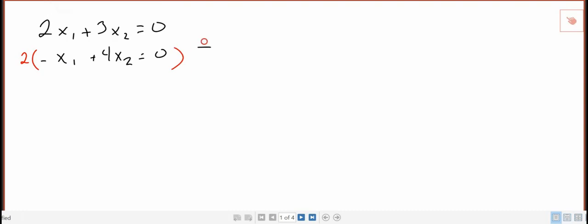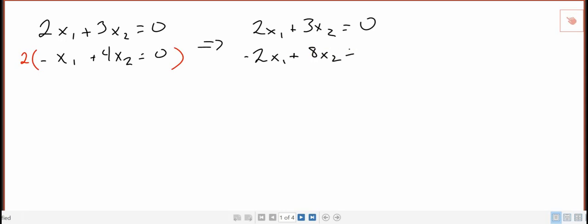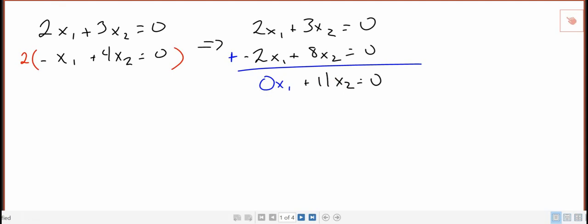And if I do that, I get a new system of equations. The first equation stays just like it is. And then the second one would be negative 2x1 plus 8x2 equals 0. And then I look and go, aha! The coefficients for the x1 match up, and I know if I add those two equations, I get a 0x1. I've eliminated the x1, and that's the important part here. Because 2 plus the negative 2, and then we get 11x2 equals 0.